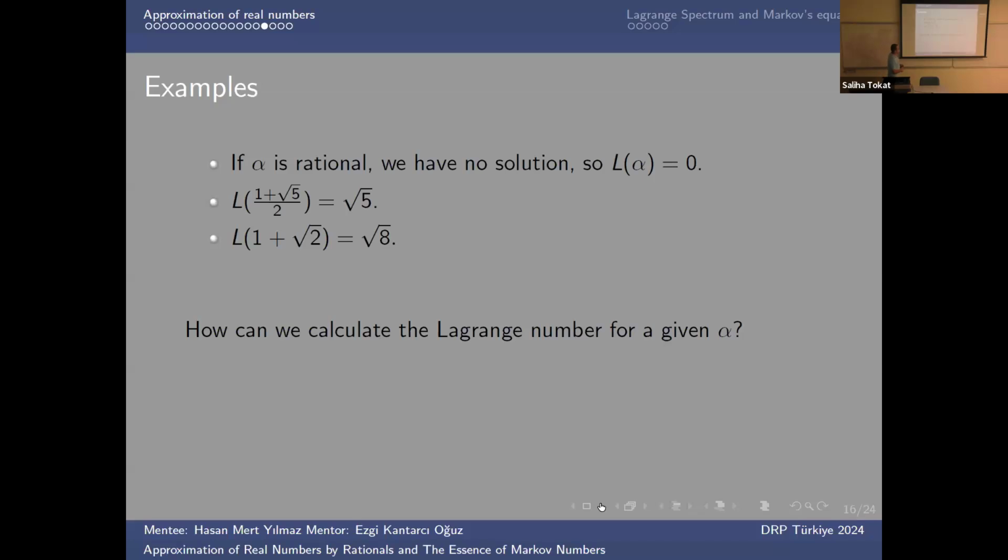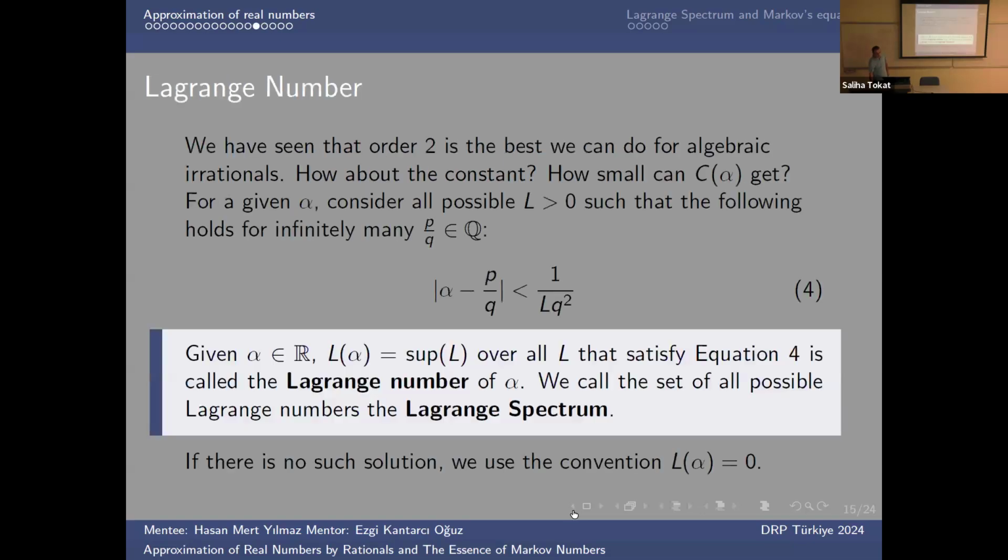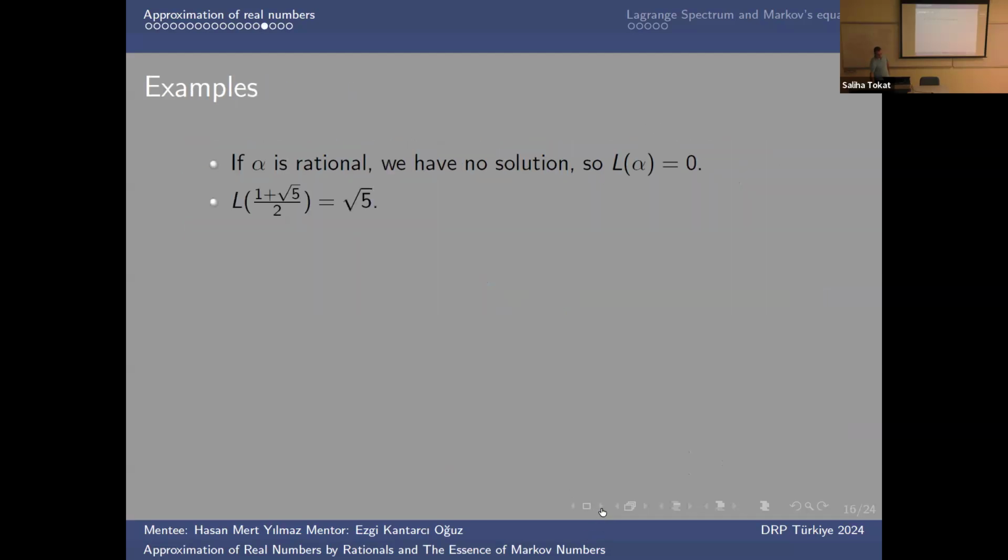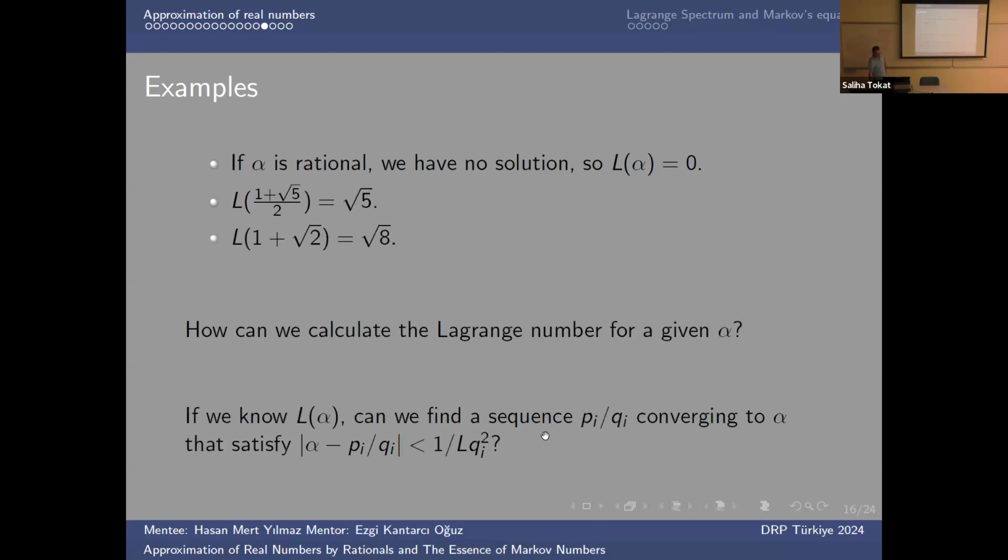This is the question: how can we calculate the Lagrange number for a given alpha? If we can find a sequence that converges to alpha and satisfies this inequality, then maybe we can calculate. If we know L of alpha, can we find a sequence P_i over Q_i converging to alpha that satisfies the inequality?